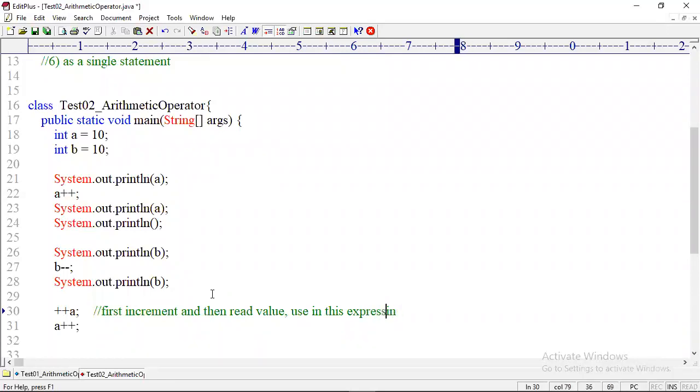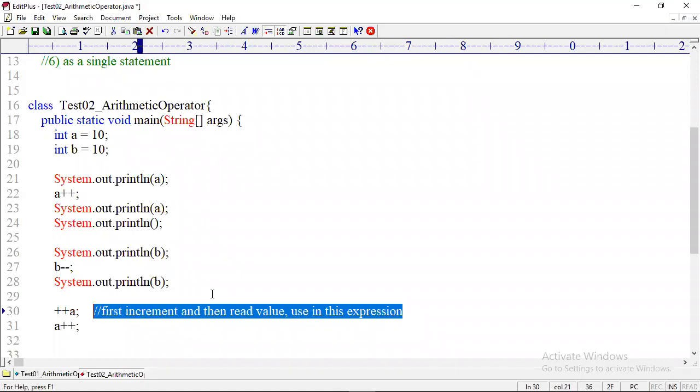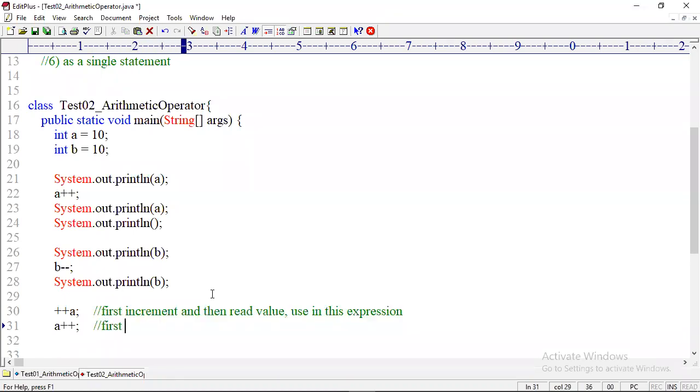Please don't be in a mindset that already I know. Okay. Careful. It's a confusion point. Always come to the class with a mindset that I don't know anything, so that you will understand everything easily. Tell me, what is the meaning of a++? First read, substitute in expression. First read value. Substitute in expression. Then increment.